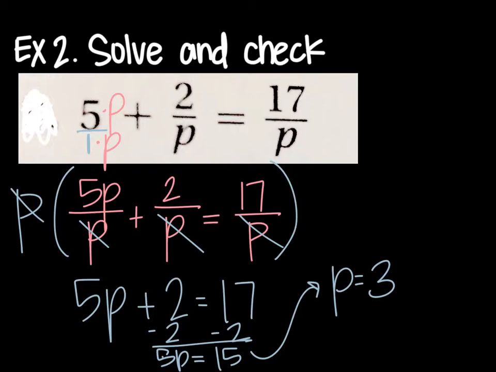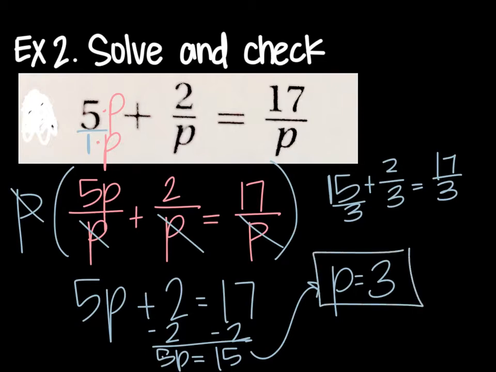Now it's not enough just to know that. Now you have to check your answer. So you get 5 plus 2 over 3 equals 17 over 3. Well, if you change 5 so it has a denominator of 3, you get 15 over 3. And 15 over 3 plus 2 over 3 is 17 over 3. So your answer is correct.